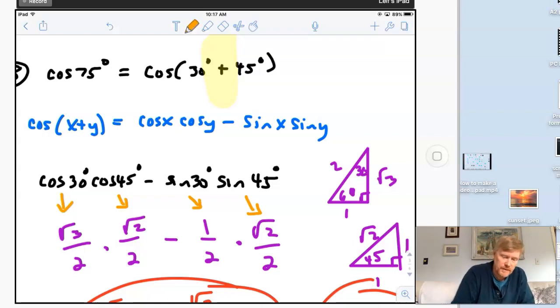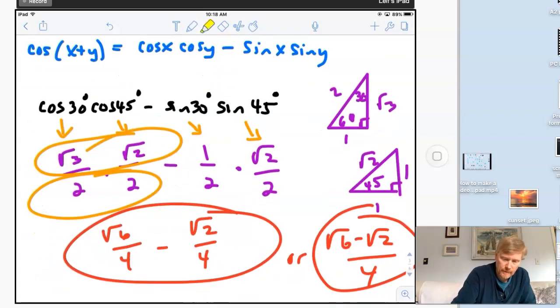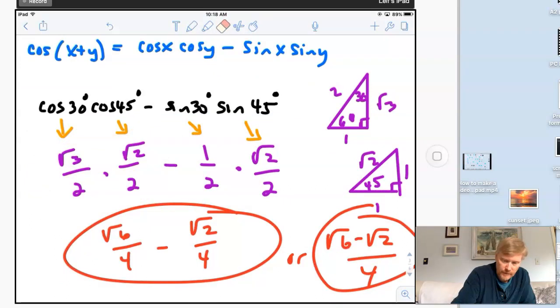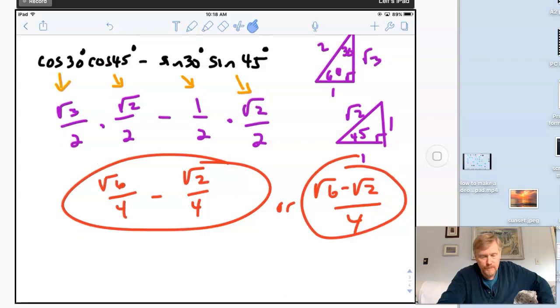So now I multiply these together, multiply the tops together and the bottoms together. I get the square root of 6 over 4. And the other one, if I multiply 1 times the square root of 2, I get the square root of 2. Denominator will be 2 times 2 is 4. So you can either write it as 2 fractions or as 1 fraction. Those are the same things. Either one is just fine. Okay? That's the answer. That's it.